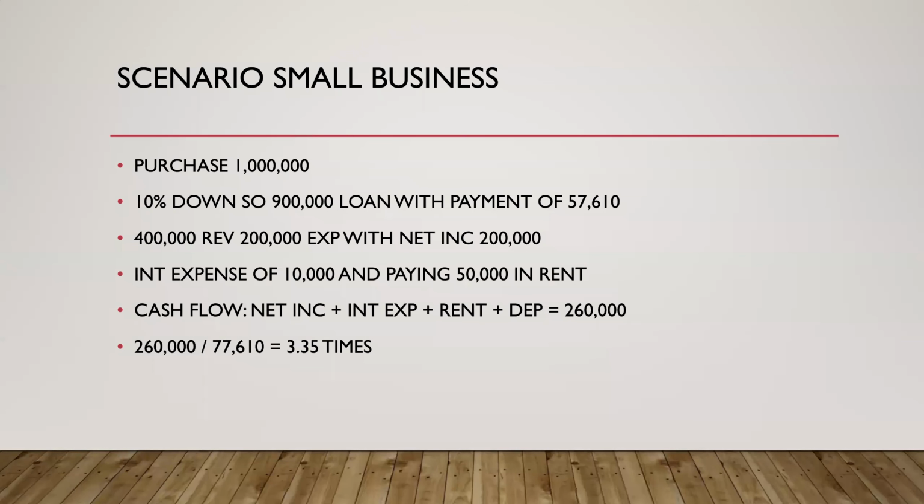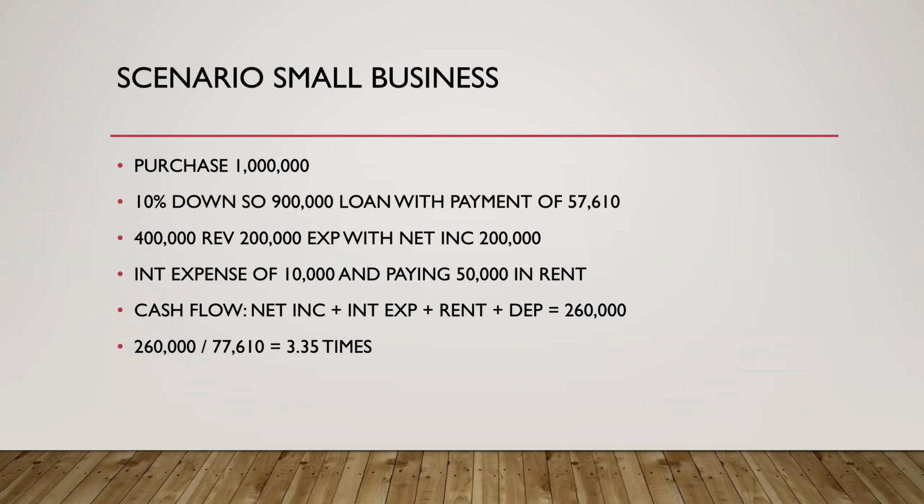Let's say that a business owner is buying a building for $1 million. They're going to put down 10% and will get a loan for $900,000. The rate is 4% with a 25-year amortization, so the payment is $57,610 a year.